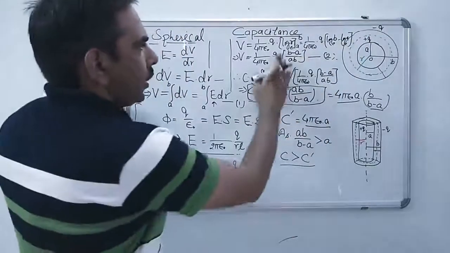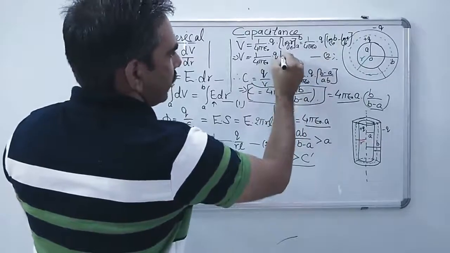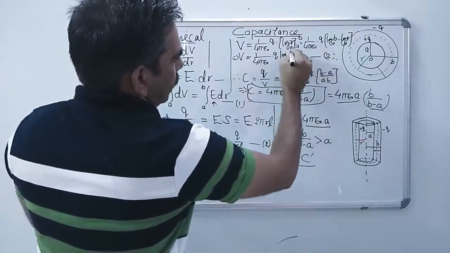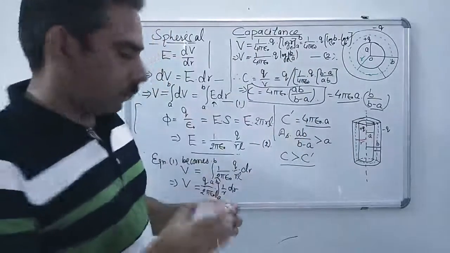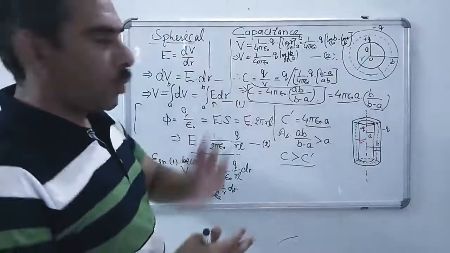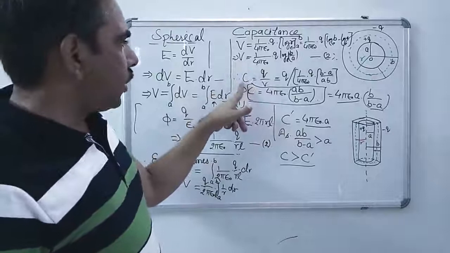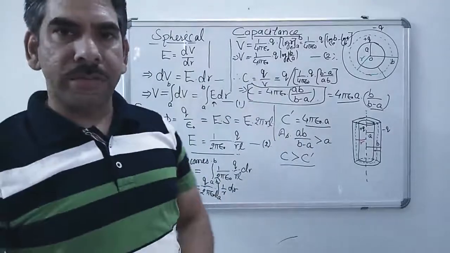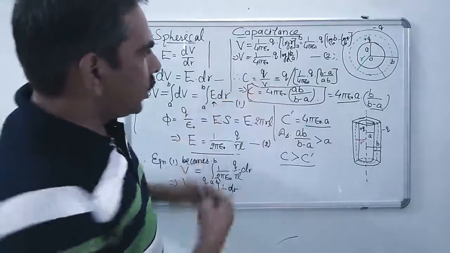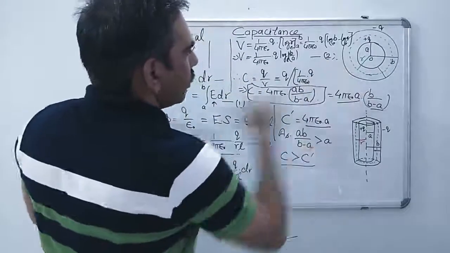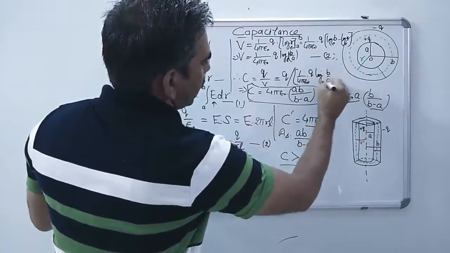right? And when we arrange it, this is an identity that it can be written as log e, b upon a. So this becomes the potential. Now we can substitute the value of this potential difference in the formula for capacitance, and hence calculate the capacitance of a cylindrical capacitor. So we substitute V here, so this changes to log b upon a to the base e.